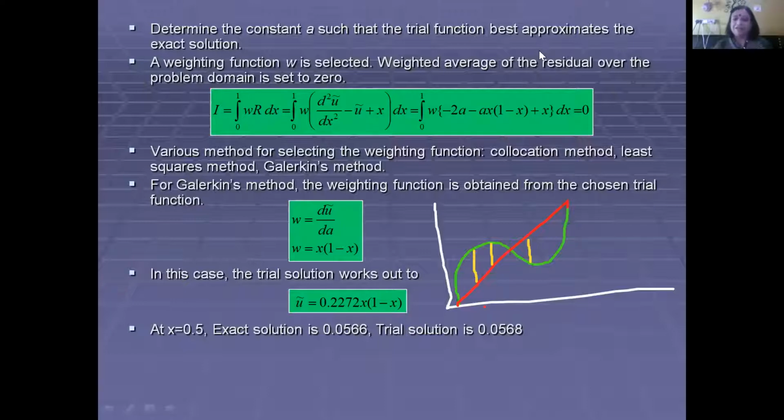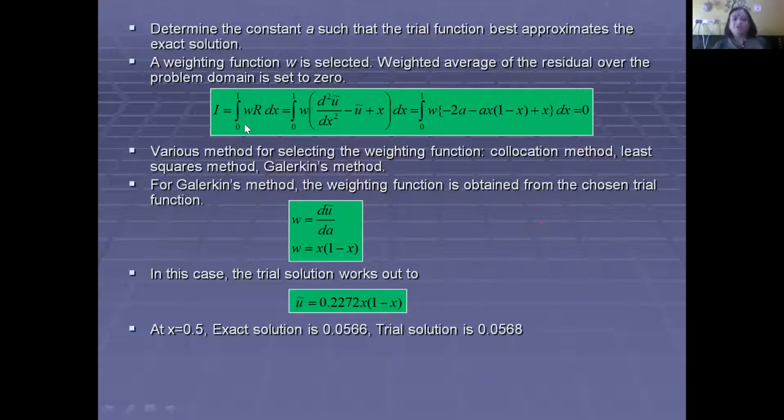And therefore, instead of trying to make R go to 0 at every possible point, what I would like to do is make this I, which is equal to the integration of W R dx from 0 to 1, go to 0. Okay? Does it make sense to you now? Yes, ma'am.